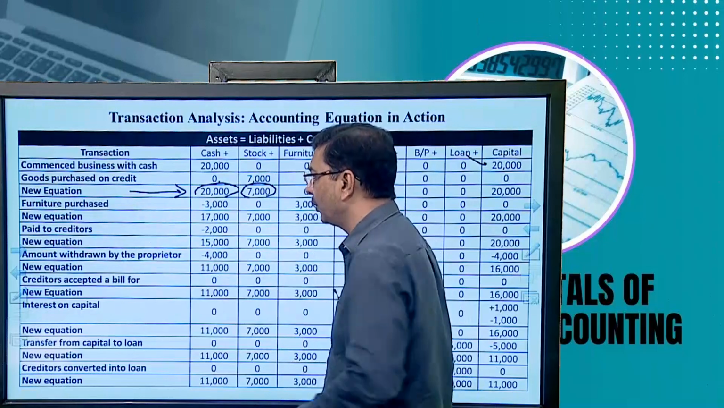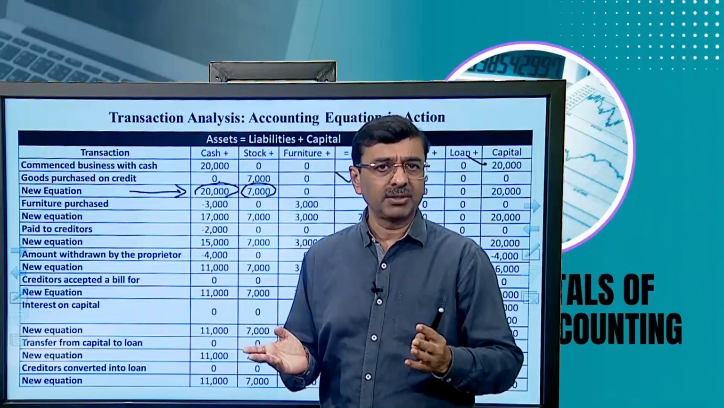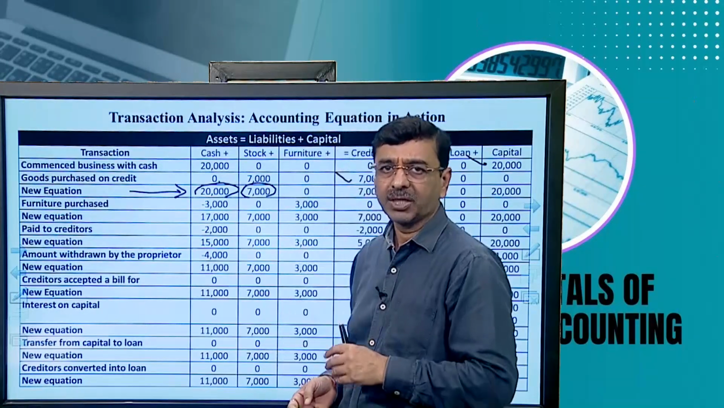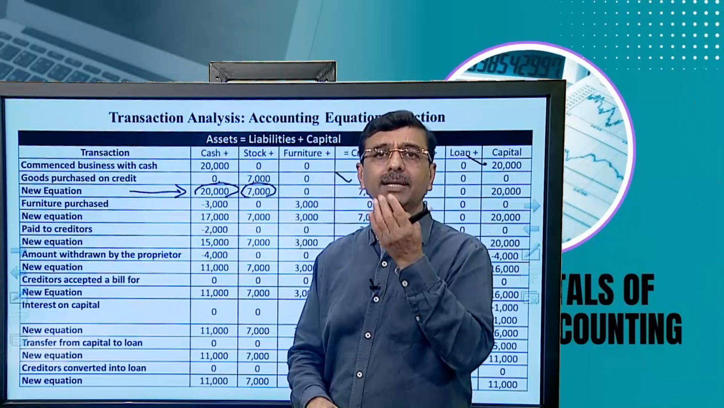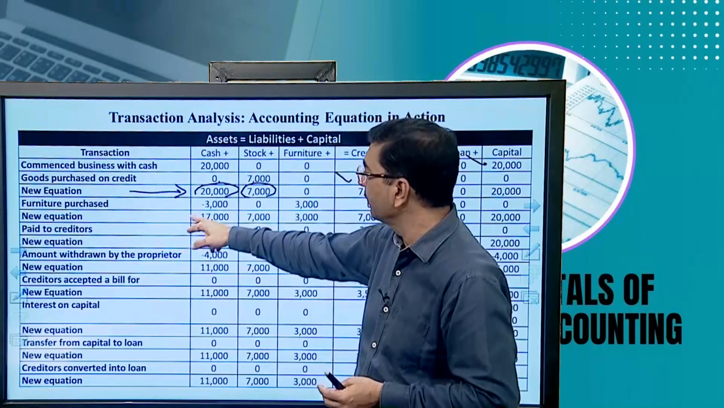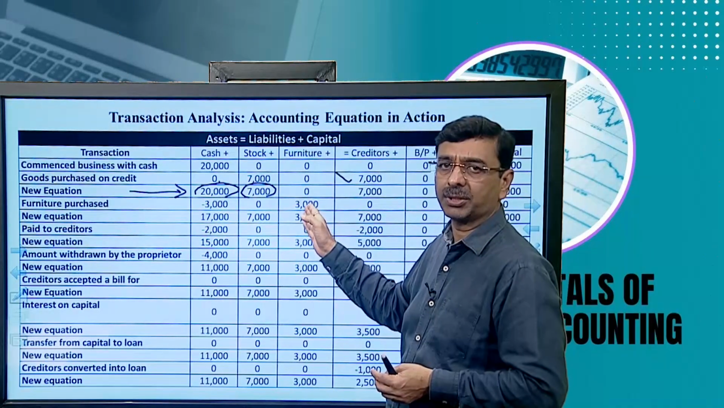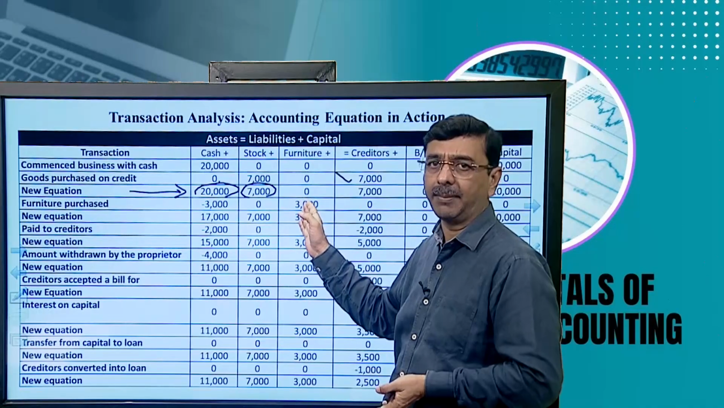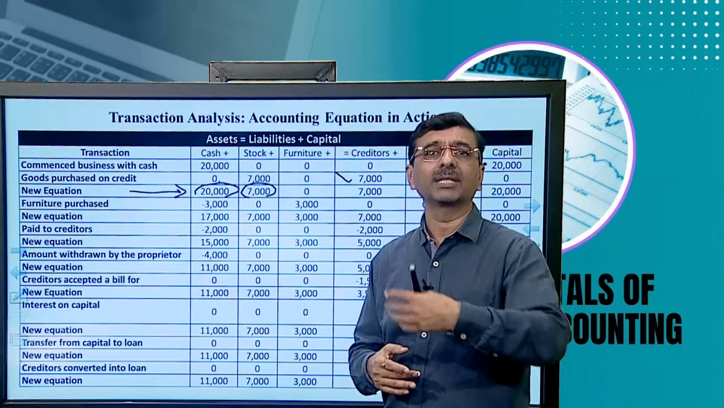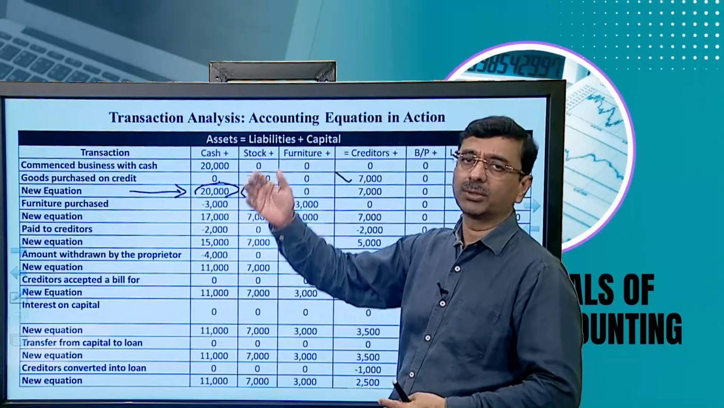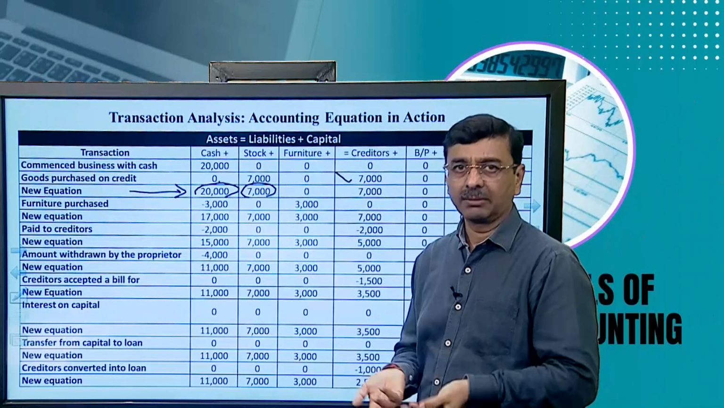Moving to the next transaction, furniture purchase. Nothing is mentioned, so we consider it a cash transaction. Furniture comes in, cash goes out. Furniture increases, any asset increase is plus, correct? So furniture purchase increases debit. It is a cash purchase, so cash goes out, your cash balance is decreasing, so minus 3,000 rupees from the cash balance.